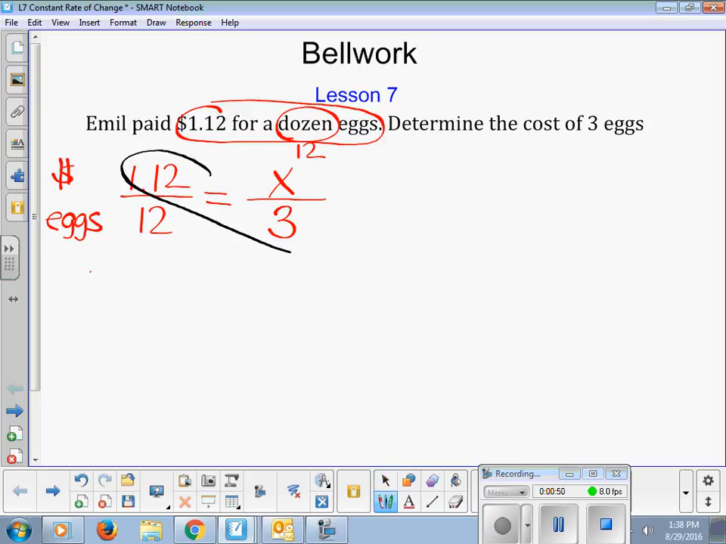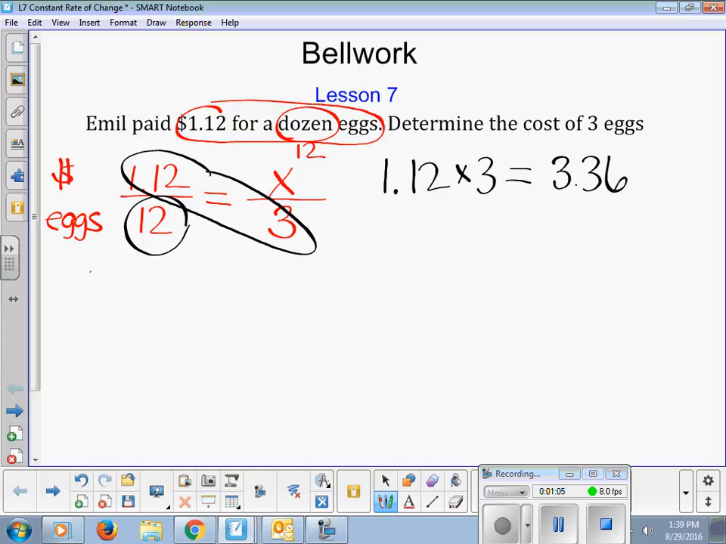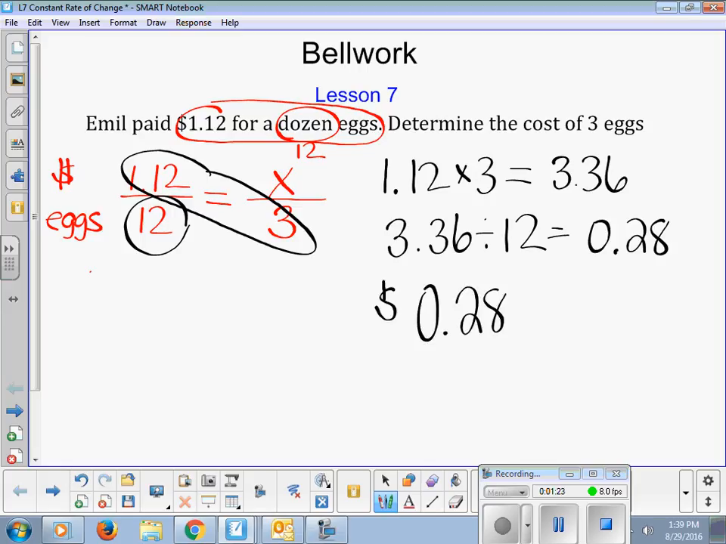We multiply the two numbers we know how to multiply. $1.12 times 3. And what do you get? $3.36. And we divide by our leftover number, which is 12. Equaling 28 cents. And we get 0.28. So we know that it costs 28 cents for 3 eggs. Okay.